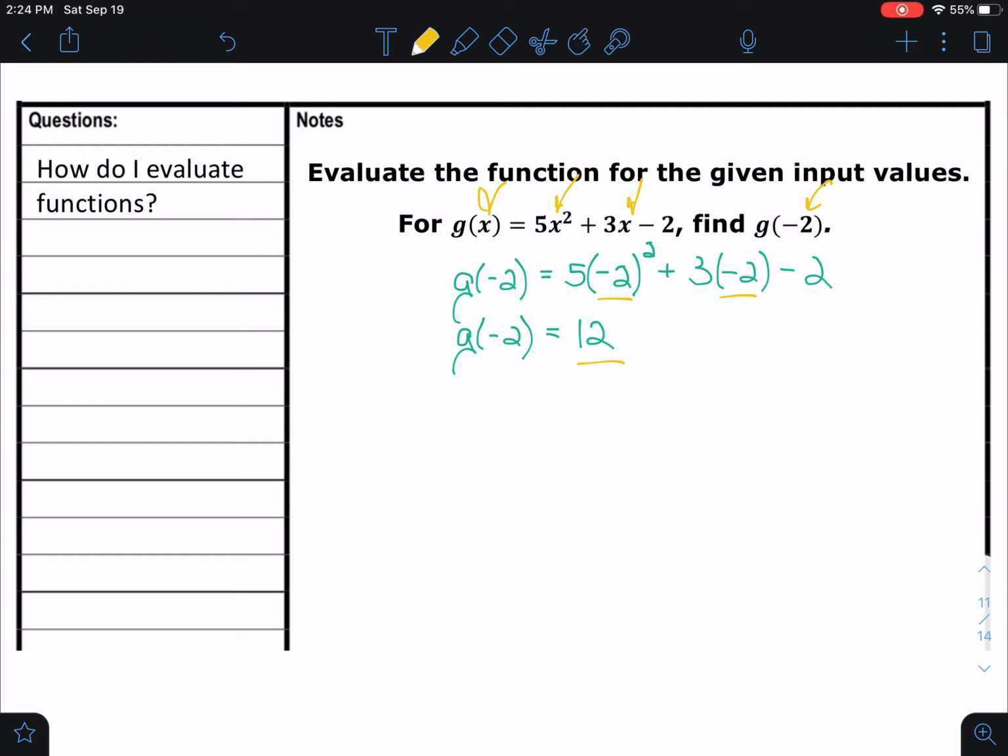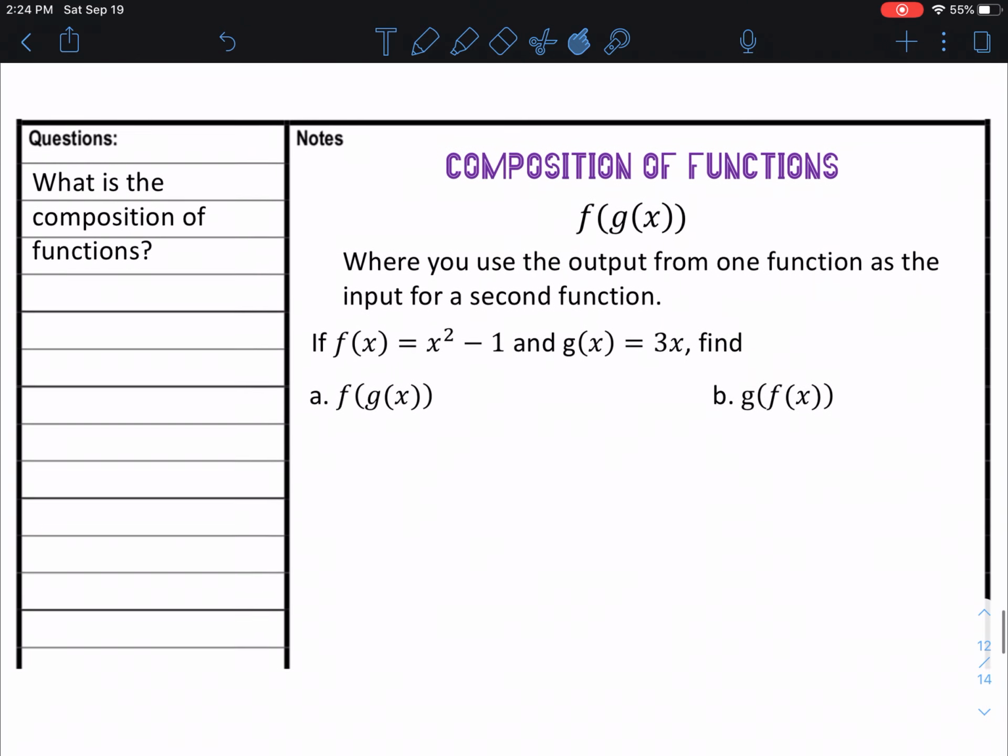And again, another nice thing about function notation is now I have my answer, which is my output, but I also have what I plugged in. So I know that actually when x is negative 2, y is 12. So it's kind of nice because this tells me both what x was to plug in and what the output is, 12. Okay? All right, so now that we've reviewed functions, let's talk about composition of functions.